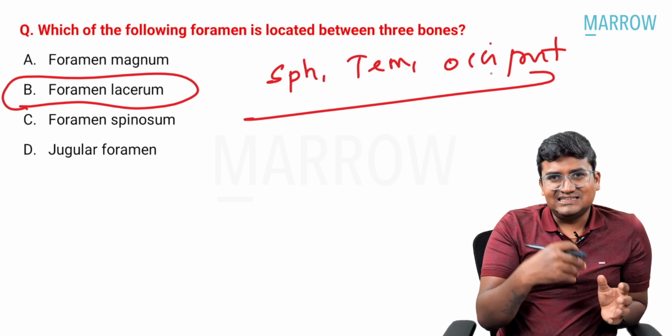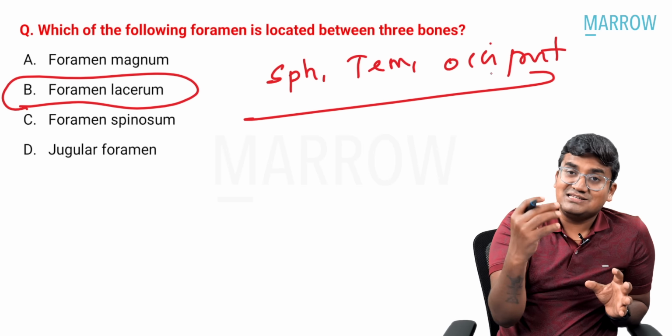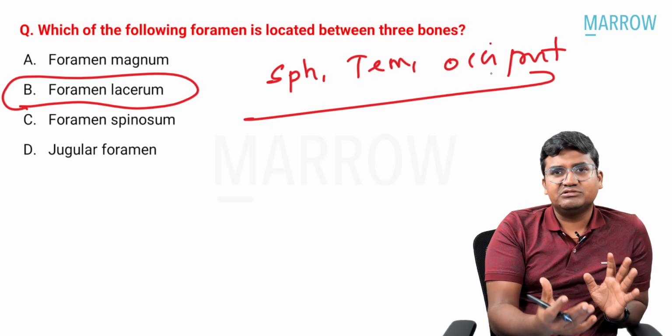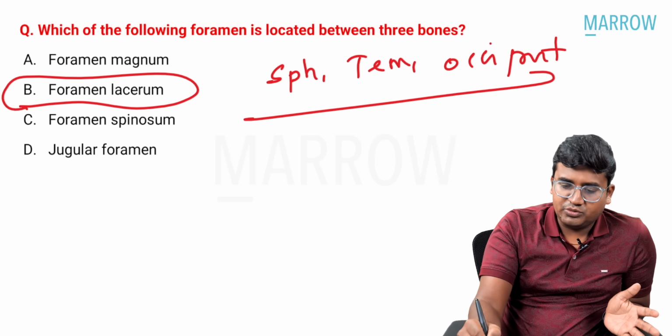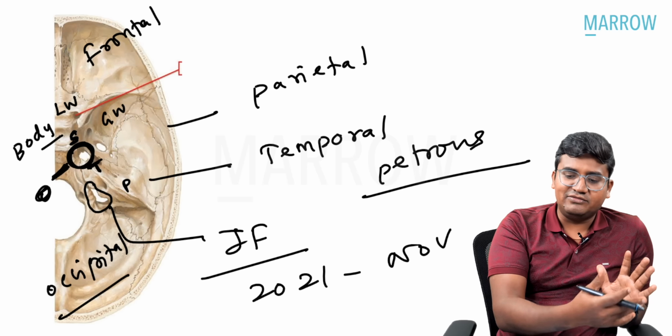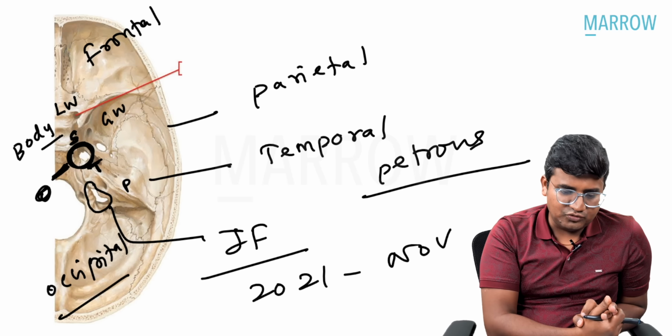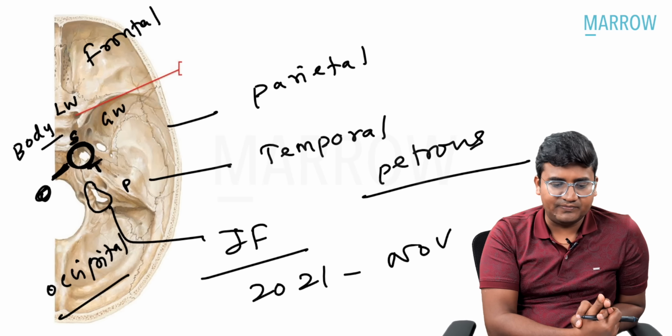Okay, again I told you, the questions will be from the same topic but they won't ask the exact question. They will modify the question and then ask. In 2021 November we got the question about the jugular foramen. So they modified that question and gave it in 2022 May INICET. Okay, right. So foramen lacerum is the answer for that question.